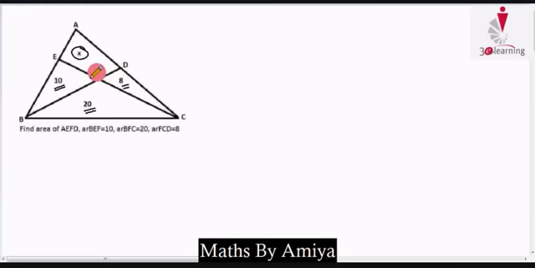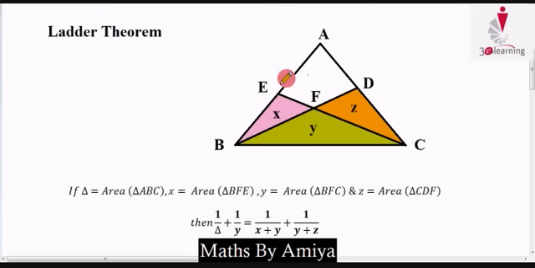Okay. Now check what is the ladder theorem. The ladder theorem states that if delta is the area of the total triangle, x is the area of one triangle, y is the other triangle at the base, z is the other triangle by the vertex lines BD and EC, and delta is the total area. Then according to the ladder theorem, 1 upon total area plus 1 upon y base area is equal to 1 upon x plus y, the area of x plus y is again the base area BEC, plus 1 upon y plus z, which is again the base area of triangle BDC.